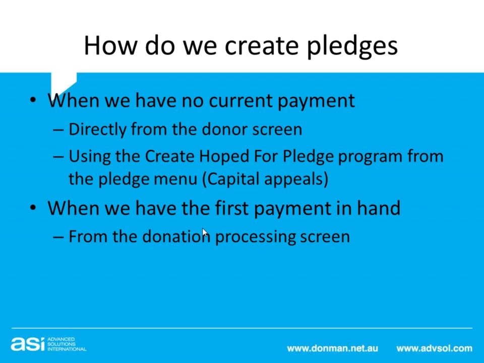If it's a fixed pledge and it's number 1, then it'll say there's 4 to go. If it's an ongoing, it'll just say this month's gone, and we're now in a position to proceed next month to get the next payment.